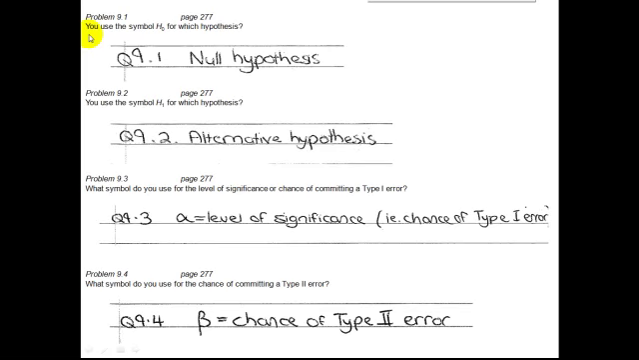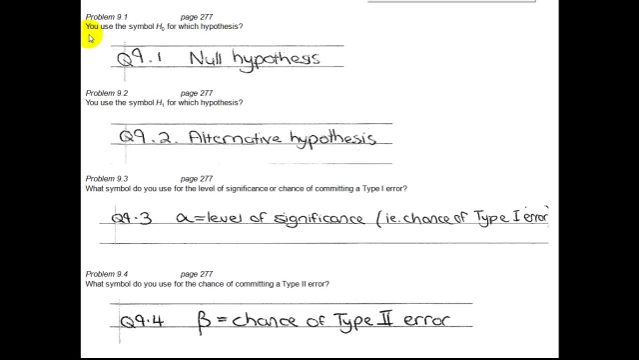Problem 9.1 says use the symbol H0 for which hypothesis. So remember, H0 is the null hypothesis. The null hypothesis is the hypothesis that represents the status quo. Now, logically, that's how we should think about the null hypothesis.